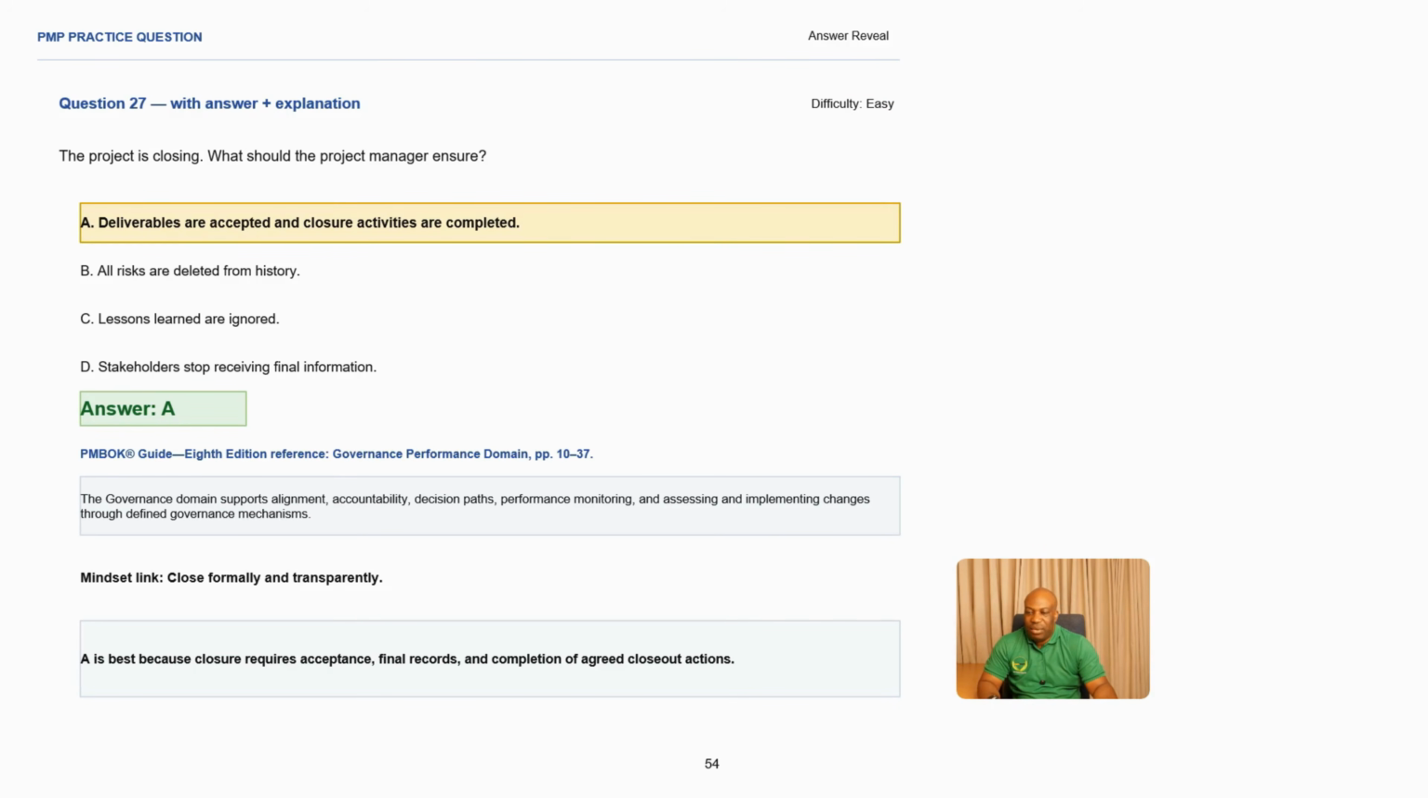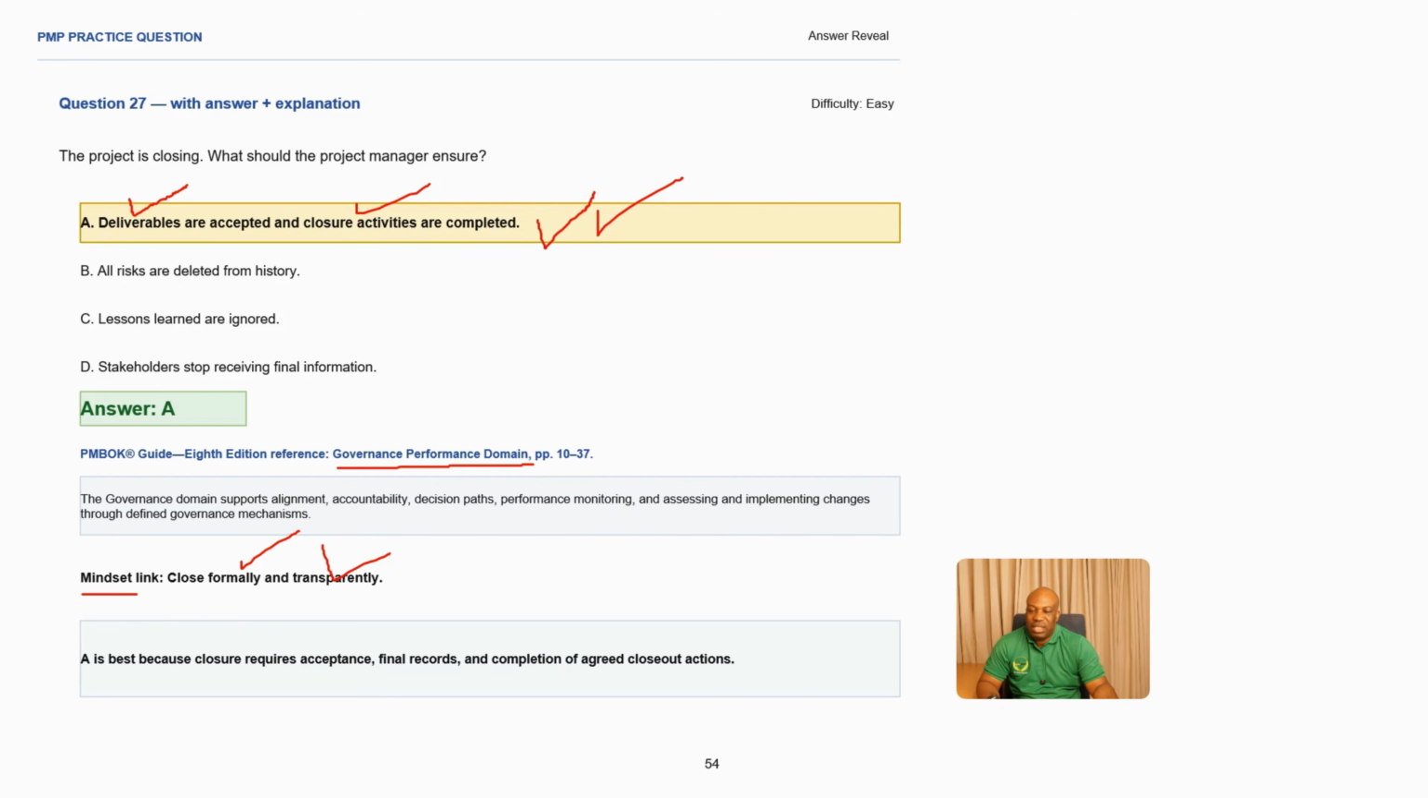And in this scenario, A is our best answer. Deliverables are accepted, and closure activities are completed. So if the project is closing, you have to make sure that the deliverables are accepted and also the closure activities are completed. Our reference is the governance performance domain, all right? And the mindset that is applicable to this particular practice question is that you need to close formally and transparently.